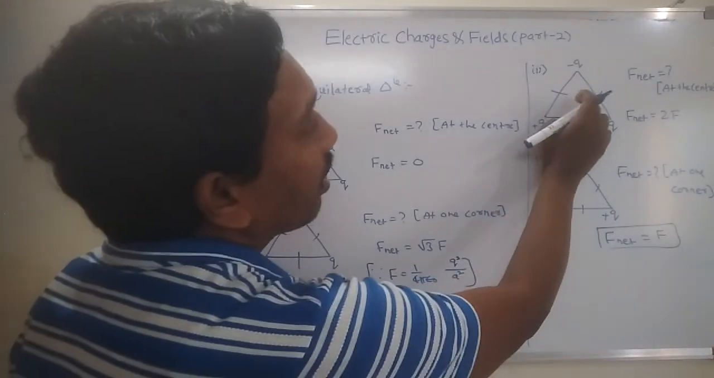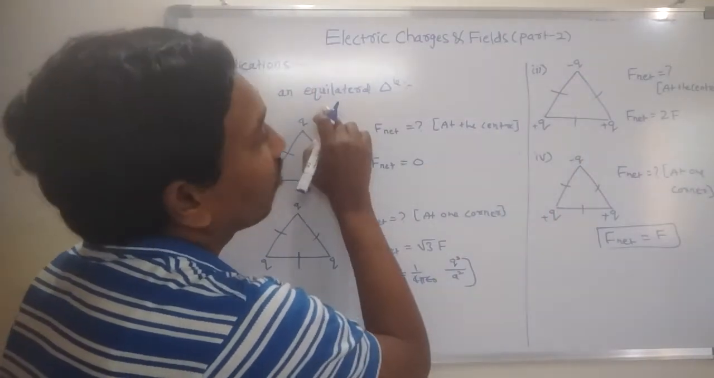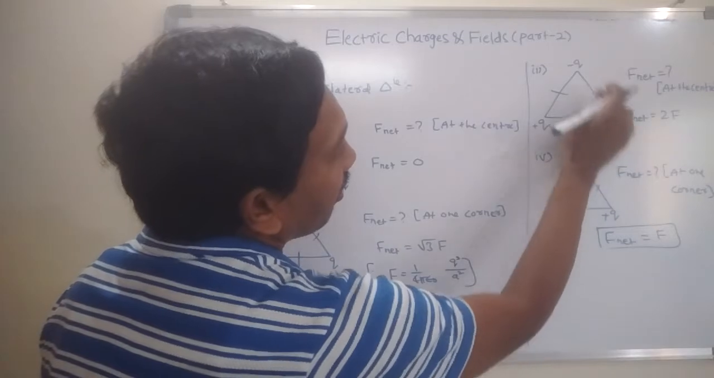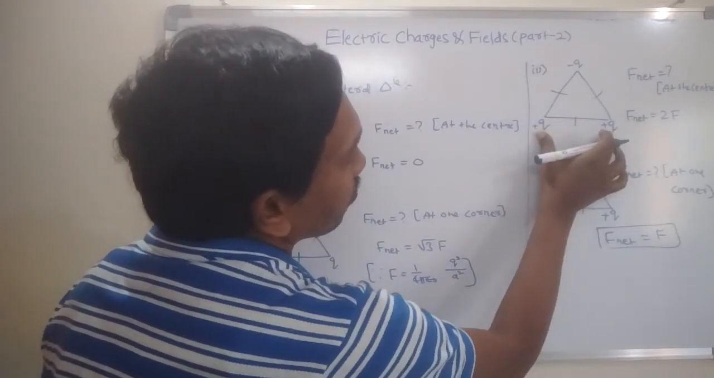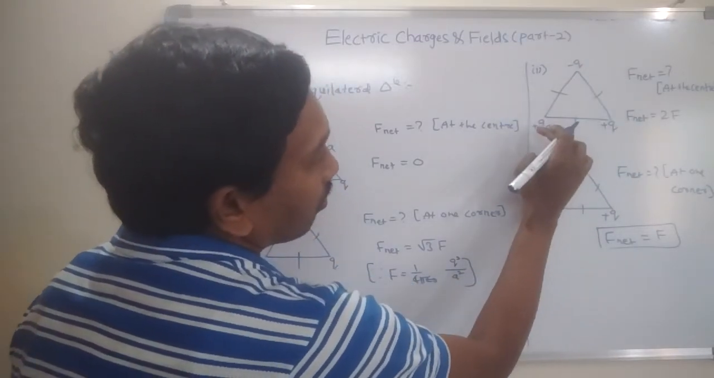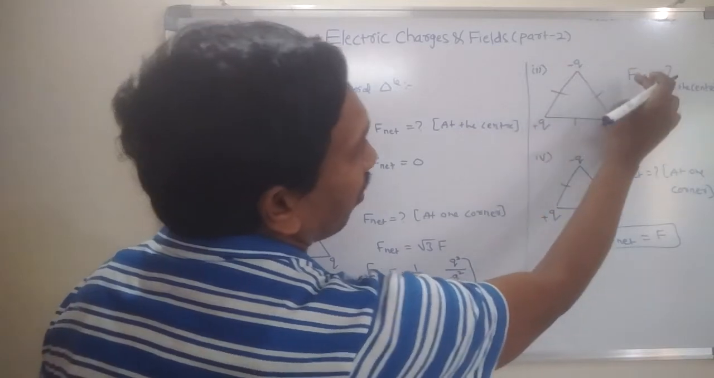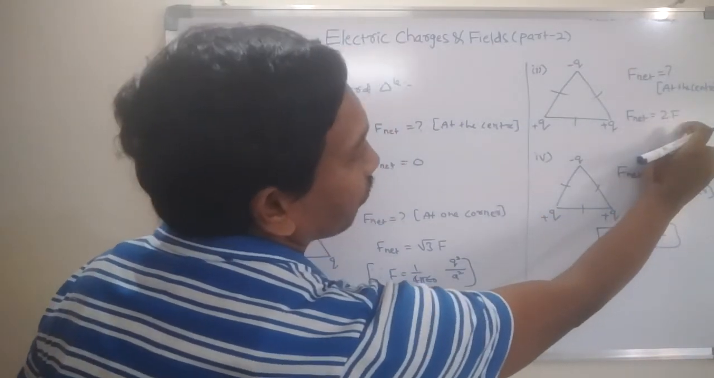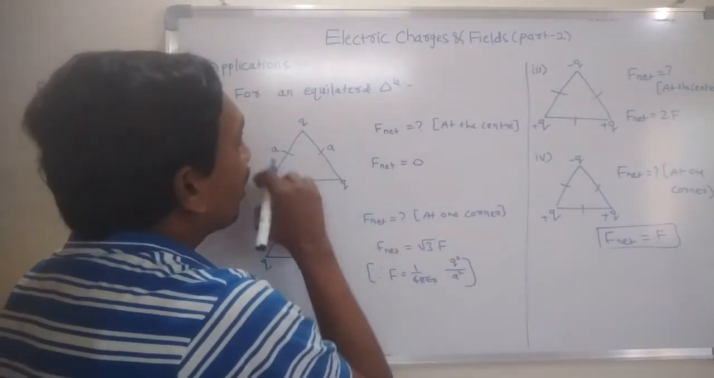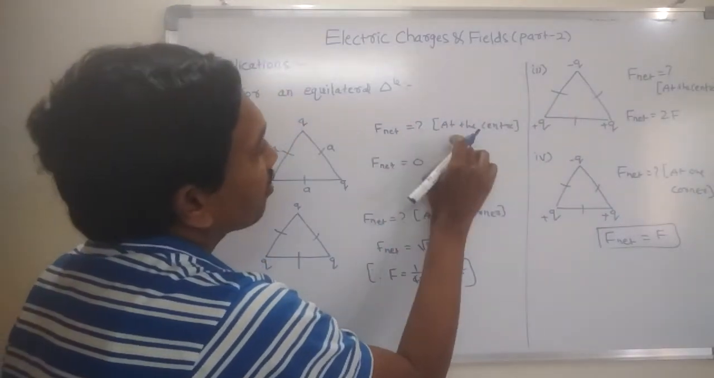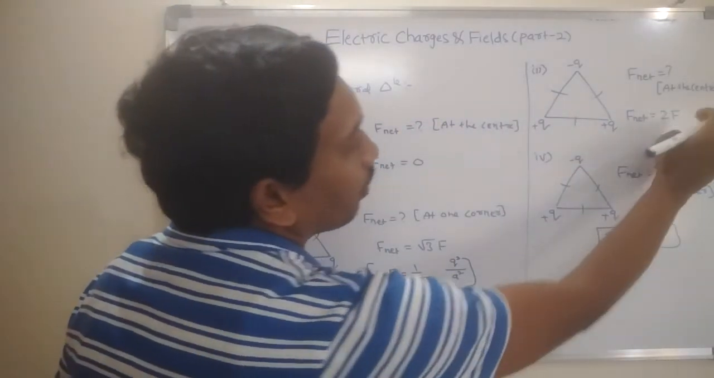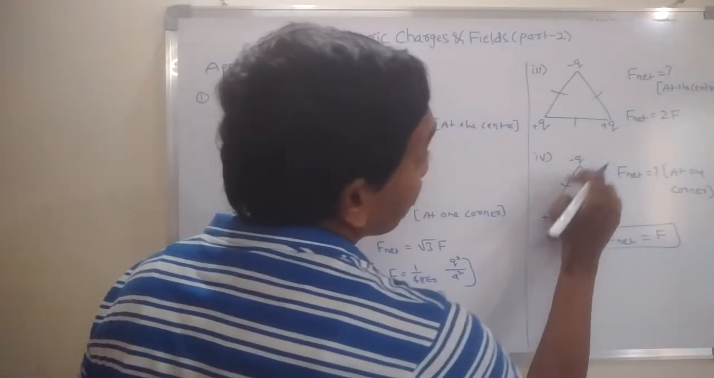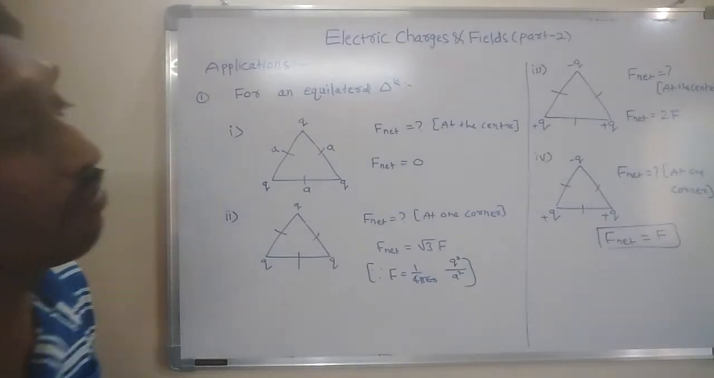Now we consider one more application on the equilateral triangle. On the equilateral triangle, at three corners, three charges are taken. Two are positive charges and one is a negative charge, or two negative charges and one positive charge. Asking for the resultant force at the center, here the resultant force is 2F. But when three identical charges are placed, the resultant force at the center is 0, but here it is 2F. That's the difference here.